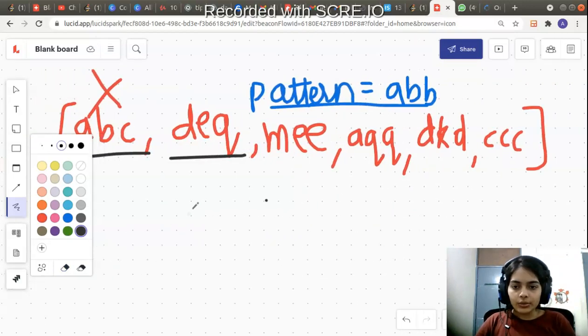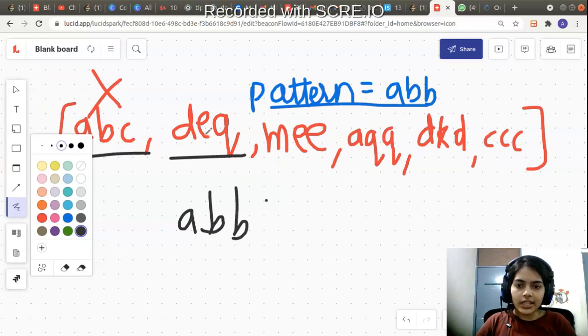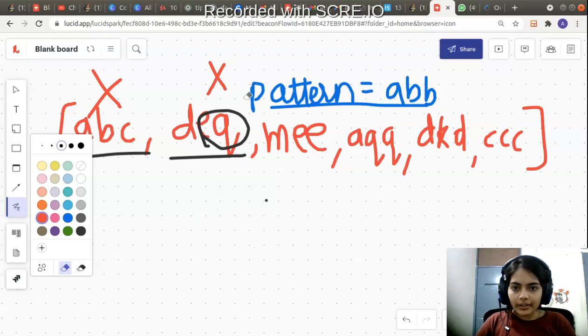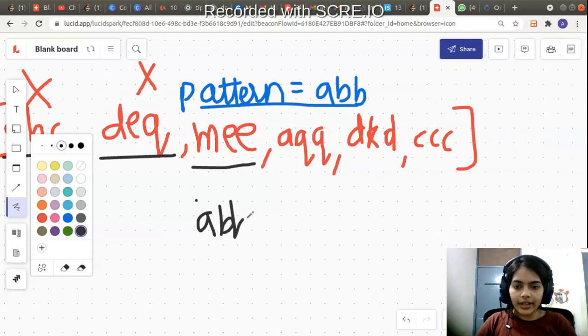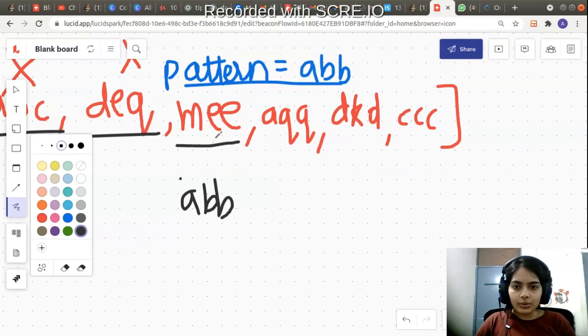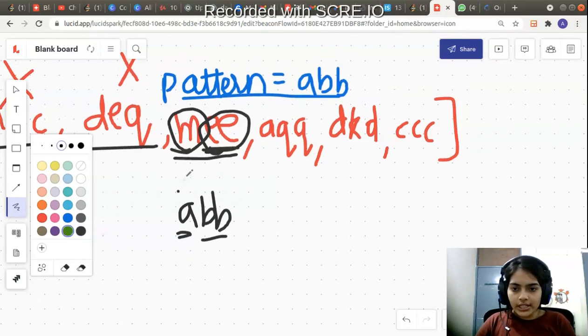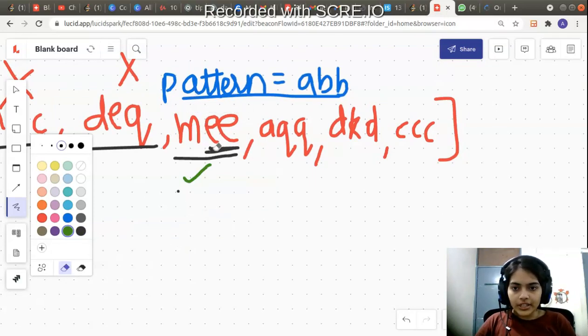We have DEQ. Let's see if it is satisfying the pattern. Again, you see E and Q are two different characters. They should have been same according to the pattern, but they are not the same. So again, this is not satisfying the condition of the pattern. Okay, let's go forward to the next example. You have MEE. Now this is very good because this is satisfying the pattern. You see E and E are grouped together and E is also different from M. So the first character is different from the next two characters and next two characters are grouped together. Okay, so this is a very good word because it is satisfying the condition of the pattern.